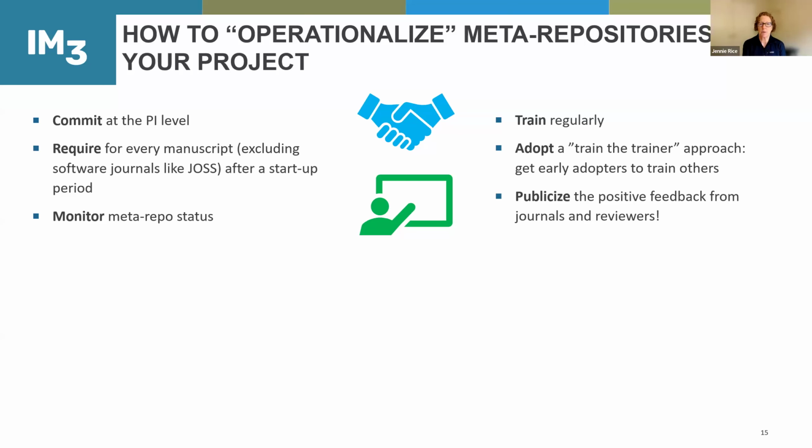In IM3, we actually require a meta-repository for every manuscript or publication, except for purely review articles or software journals like JOSS that essentially have you create a meta-repo as part of that submission. We also actively monitor meta-repo status as publications are being developed. We provide regular training, both online and with experts who are part of the project and available to help people get their meta-repos going and provide feedback.